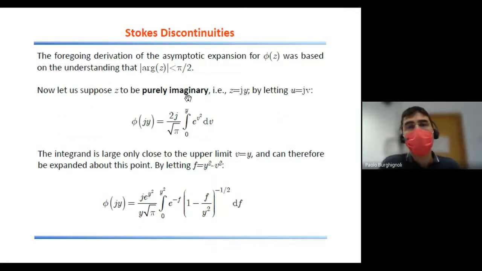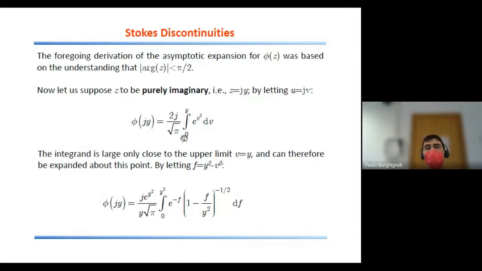Now, it's interesting that what we did so far for the error function was based on the assumption that we worked on the right of the imaginary axis. However, one could be interested in evaluating the error function outside this half plane. So let us consider what happens, for example, right on the imaginary axis. So when z is equal to a purely imaginary number, like jy, where y now is a real number. By again changing variables, letting u equal to jv, we can rewrite our error function evaluated on the imaginary axis in this way, where now the integration variable is v and the exponential is e to v squared. So there is not the minus sign in the exponent anymore.